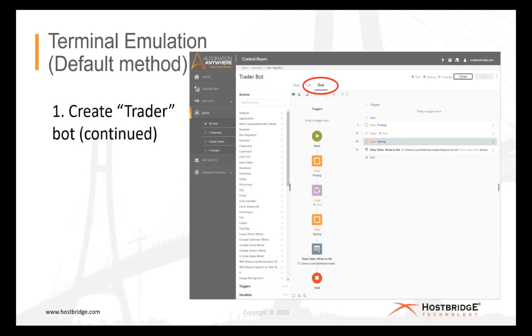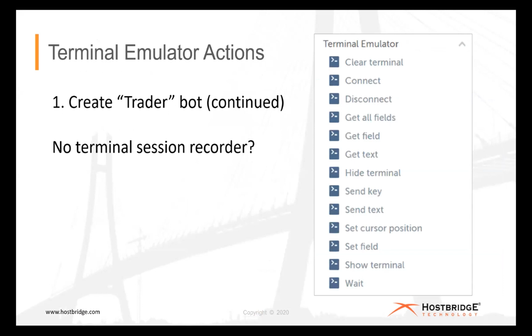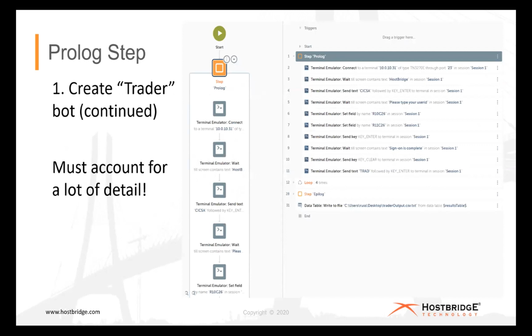There we go. Okay. Now we're back on the slides looking at this flowchart with a prologue and a loop 4 times. One of the things you have to get used to with Automation Anywhere is that when you're using their terminal emulator, they have certain actions that you can do, and only these actions. From their terminal emulator control, I can clear the screen, connect and disconnect, send keys, and do all the typical stuff. The first thing I would notice is there is no session recorder. So we're going to have to do a number of things by hand as we build this bot.